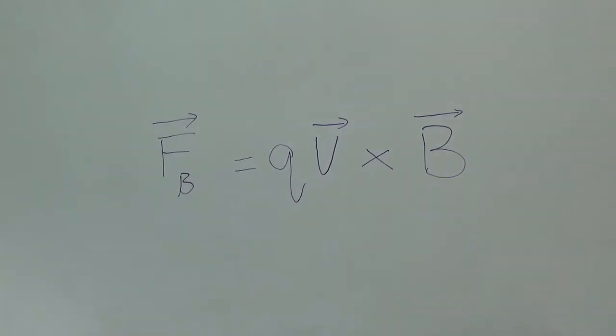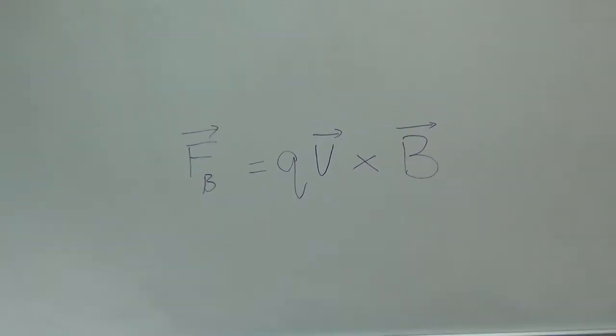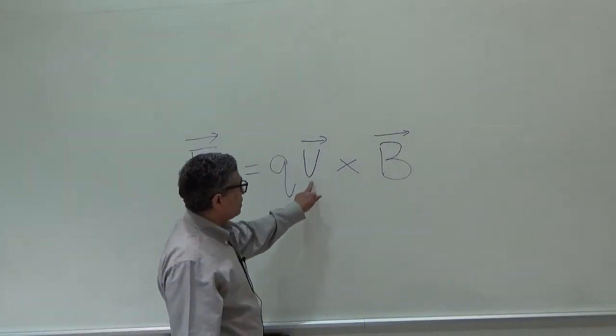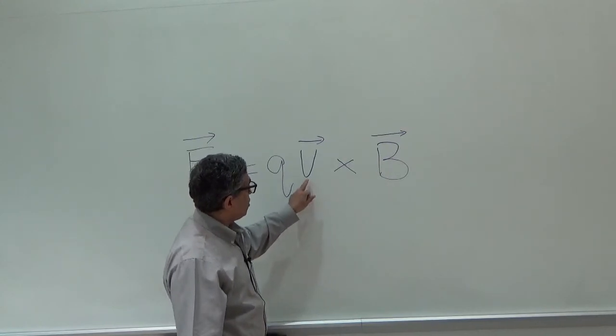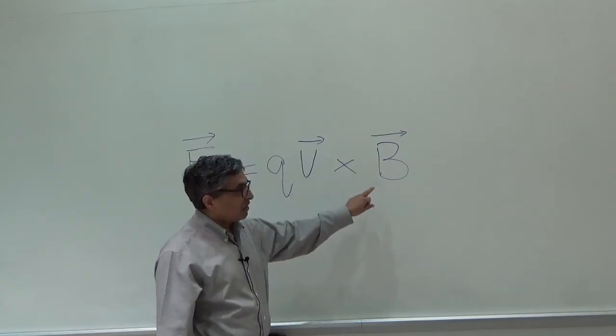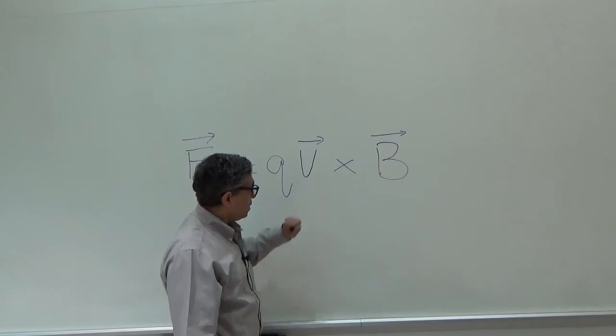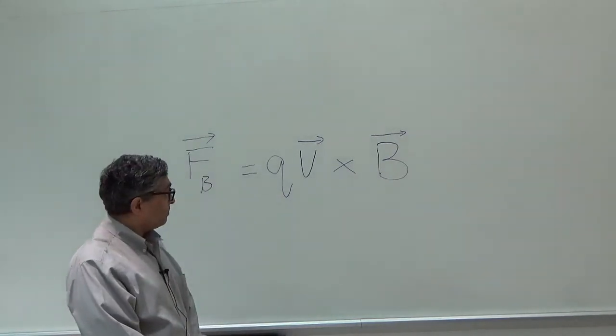Due to magnetic field B, you have a force on charges when they're in motion, and the force direction depends upon the alignment of the magnetic field and the velocity vector, if you like.